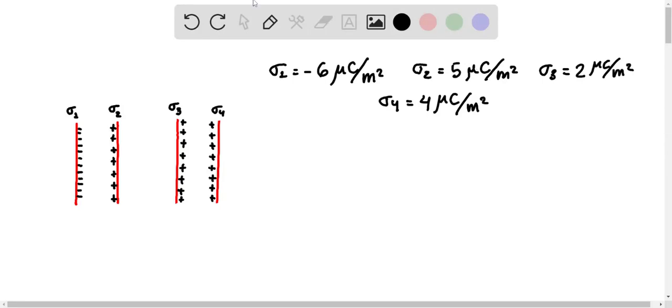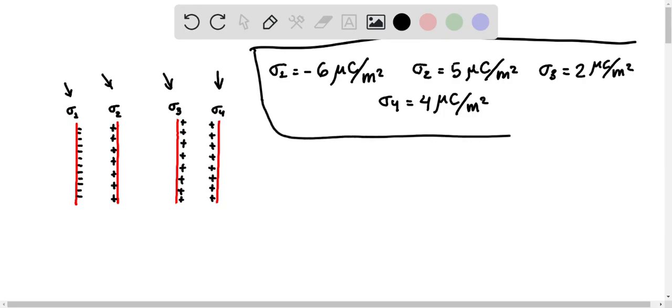For this problem, we are given two very large non-conducting plastic sheets, each 10 centimeters thick. We are given the values for each of the charge densities on their four surfaces. These are called sigma 1, sigma 2, sigma 3, and sigma 4, with these given values. So we need to find the magnitude and direction of the electric field at some given points.